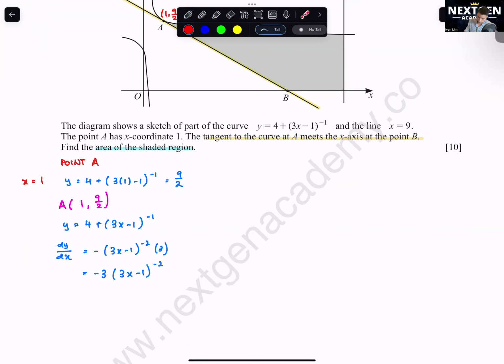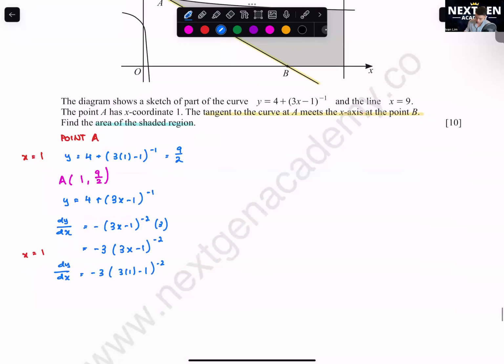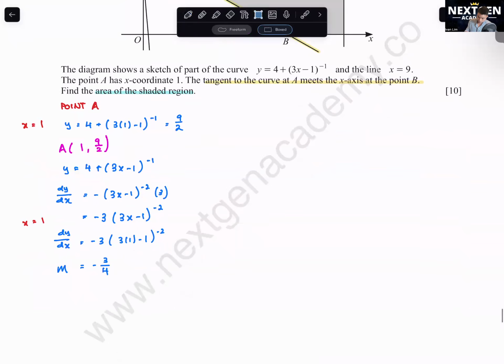Okay, we are going to continue using this a value. So I'm going to substitute x equals to 1 here. Okay, same thing as the above. x equals to 1. So dy over dx is equals to negative 3 times (3 times 1 minus 1) to the power of negative 2. Inside is 2 to the power of negative 2. You just substitute everything inside. This will be negative 3 over 4. Okay, this will be your gradient. We just write it as m. Gradient of the tangent.